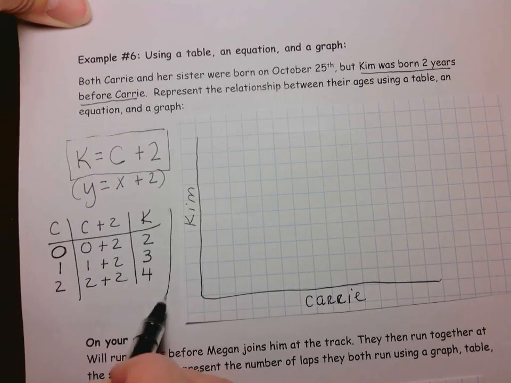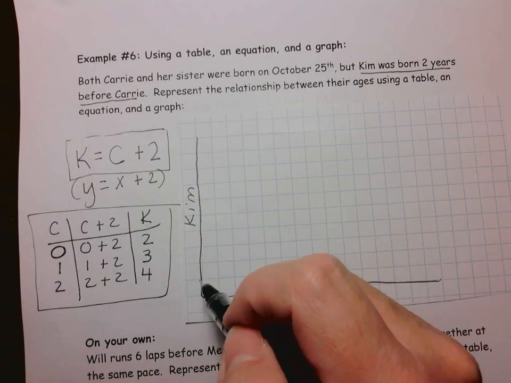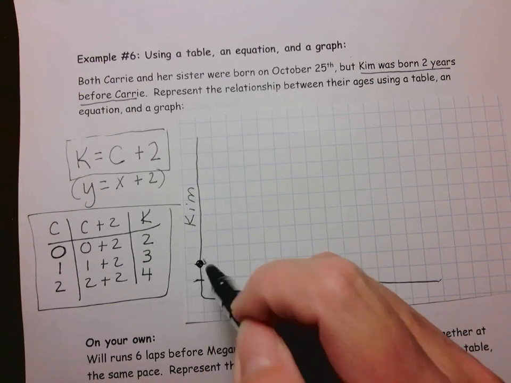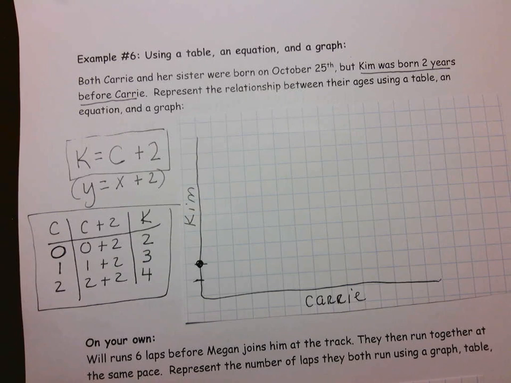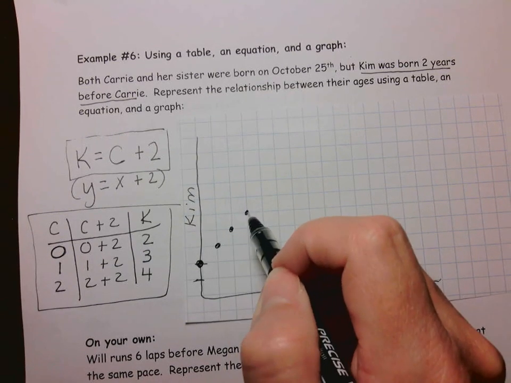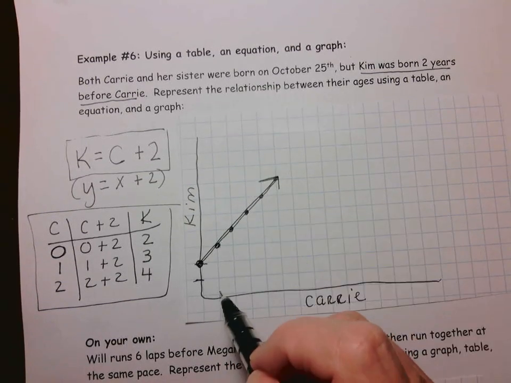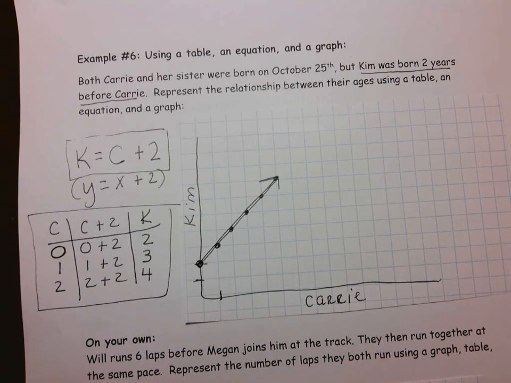And here's your table, so you can start seeing your pattern. Every time Carrie goes up by 1, Kim goes up by 1. It's just my starting point was there at (0, 2). When Carrie was 0, Kim was 2. And then every time Carrie went up by 1 year, Kim went up by 1 year. And so there is a table, an equation, and a graph that describes this situation.